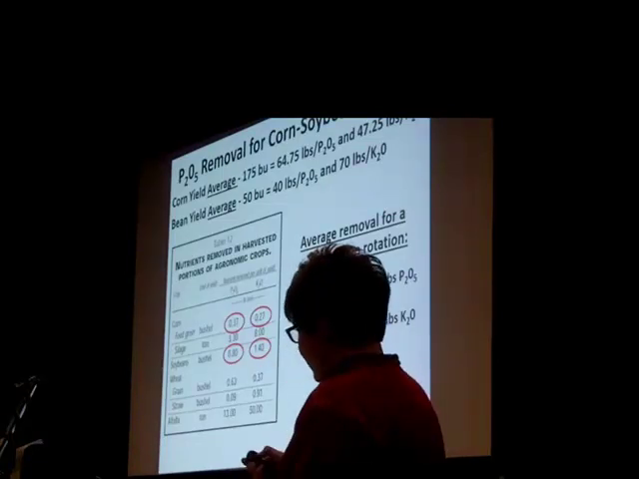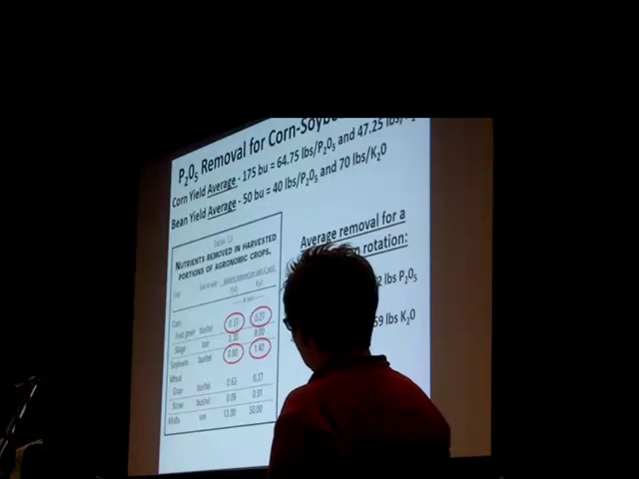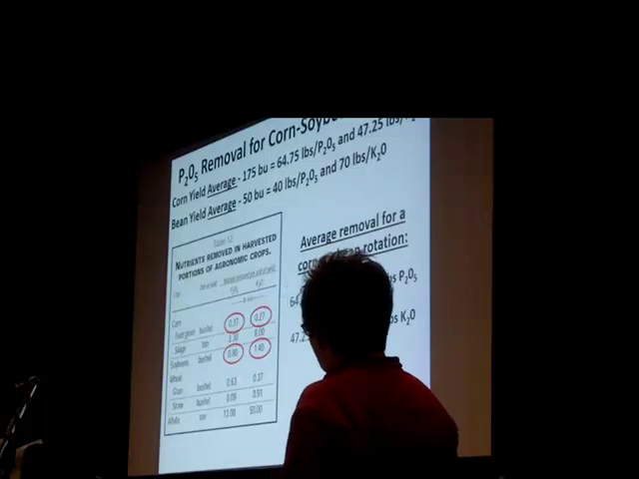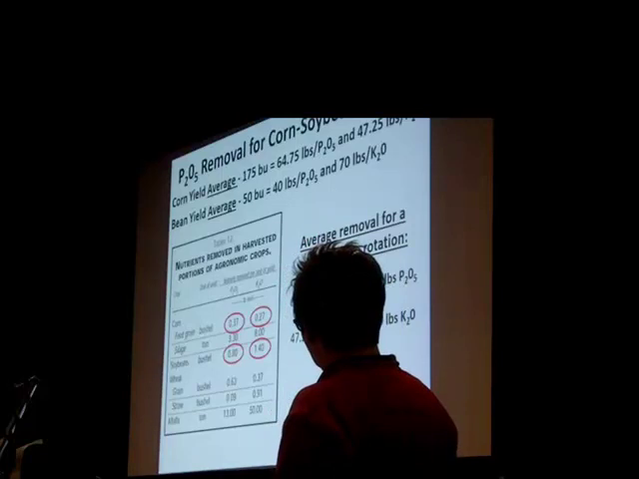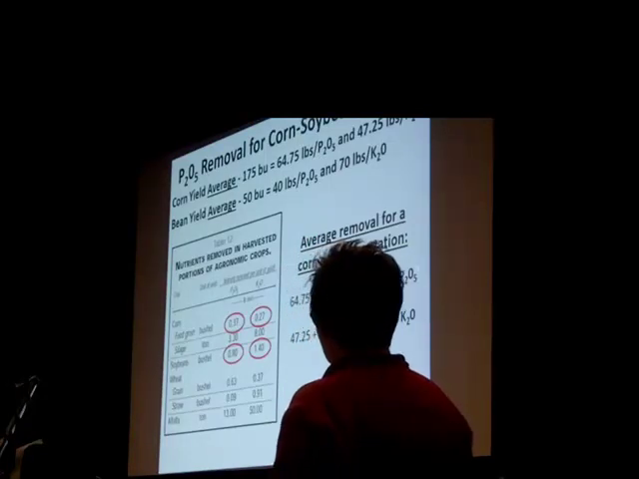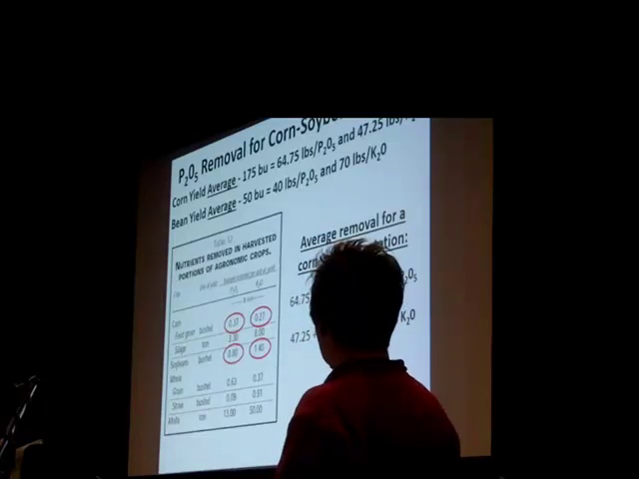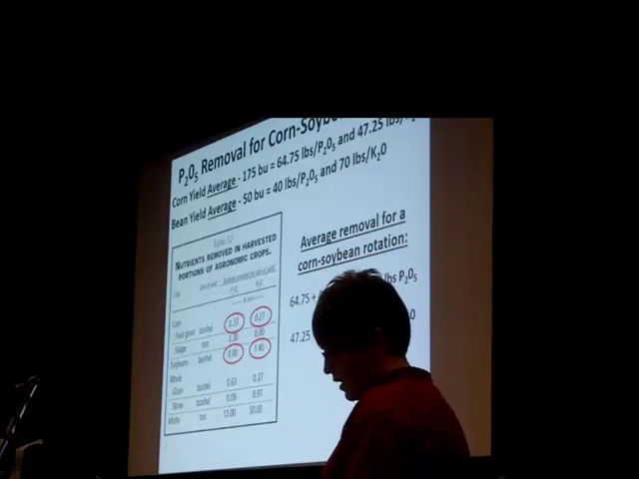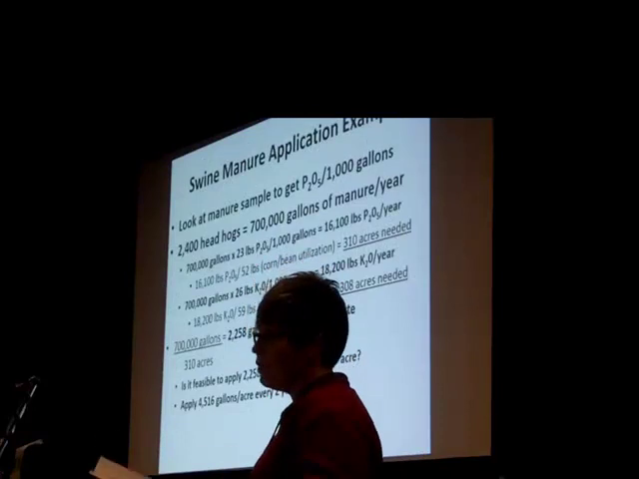And then if you have the second year, you have beans in your rotation, you're going to take 50 bushels as an average, and you multiply that by the 0.8 removed per bushel, and that equals 40 pounds of phosphate and 70 pounds of potash. So let's add those up, because that's a 2-year rotation, so we're going to take the 65 plus the 40 equals the 104.75, divide that by 2. So in a 2-year rotation of corn and soybeans, on an average year, you're going to remove 52 pounds of phosphate, 59 pounds of potash. So let's take a look at a manure application to meet that.